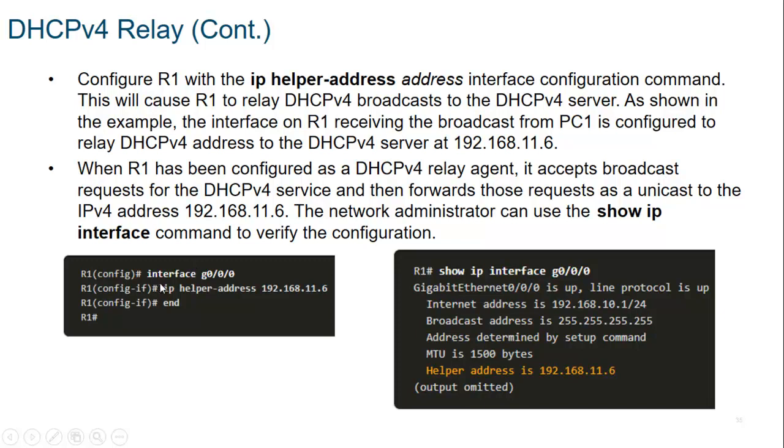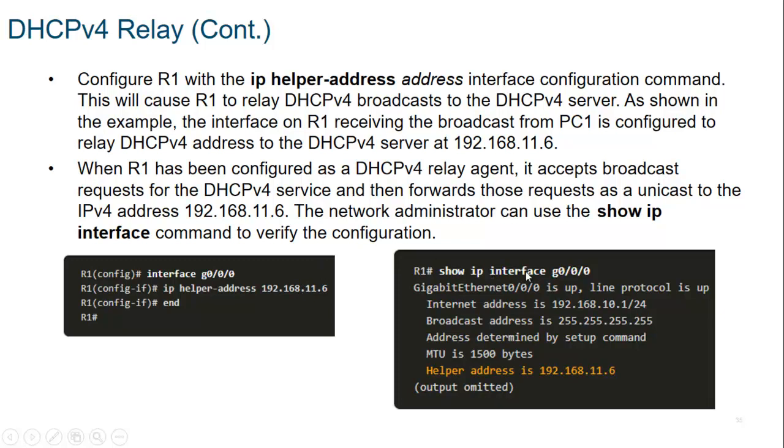As shown in the example, in R1, on the interface that is connected to the PC side, the subnet side, we configure the command ip helper-address 192.168.11.6. This IP address is the IP address of the DHCP server. So what is happening here is we are telling the router that if you get a broadcast for this particular address, send it forward. Others you can stop, but if it is for this particular address, send it forward.